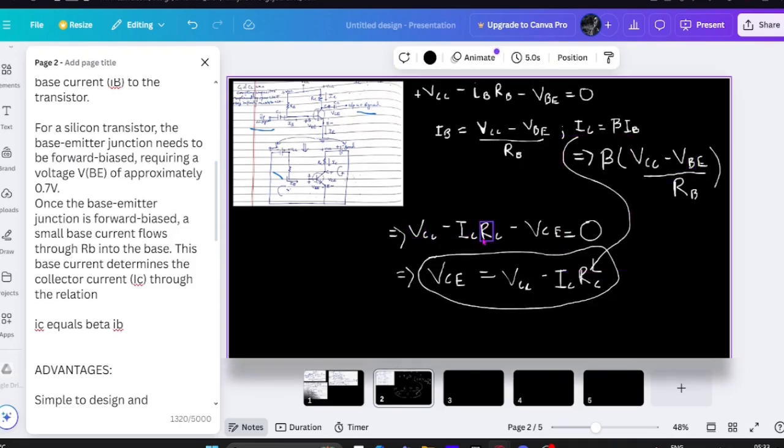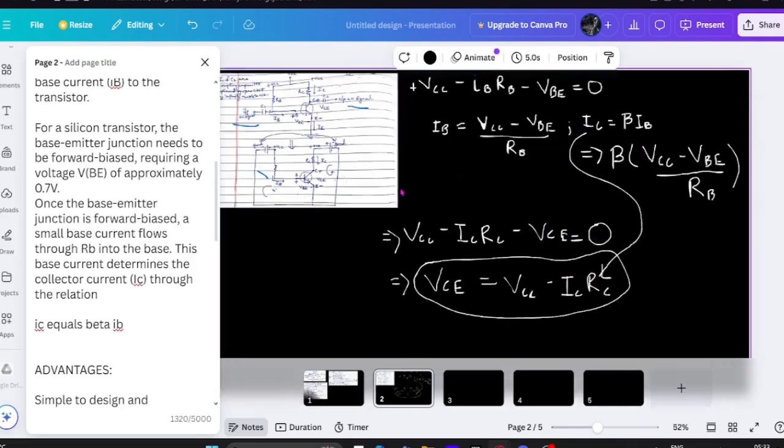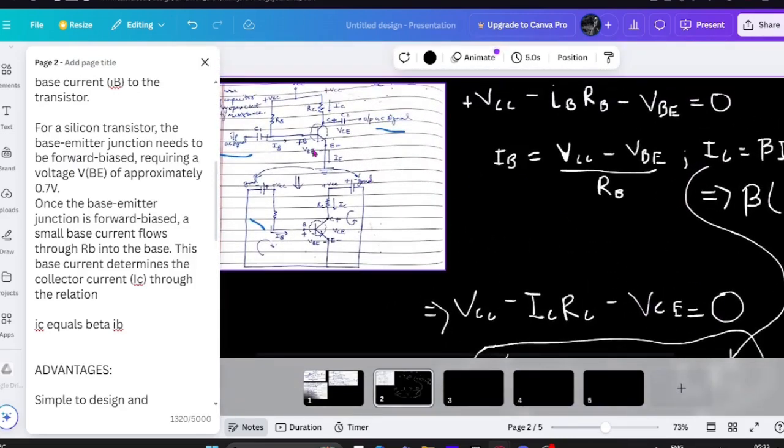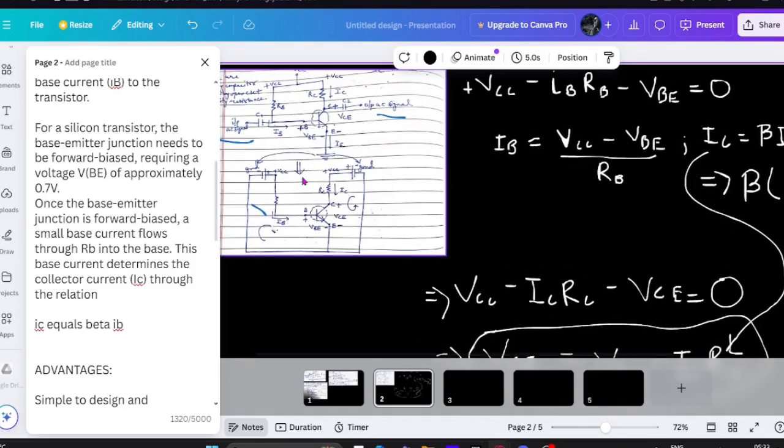Now VCC minus IC RC minus VCE equals 0. Right. So where does this equation come from? It originates from here.